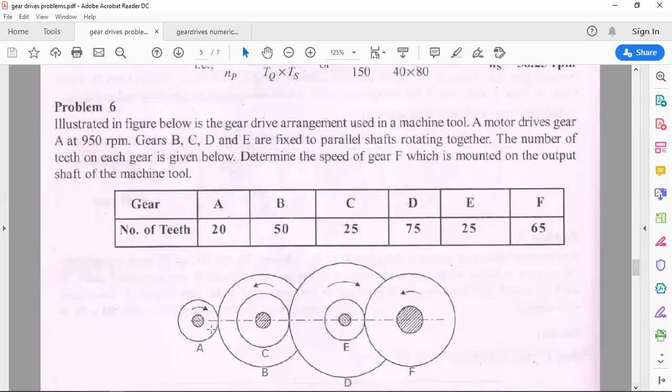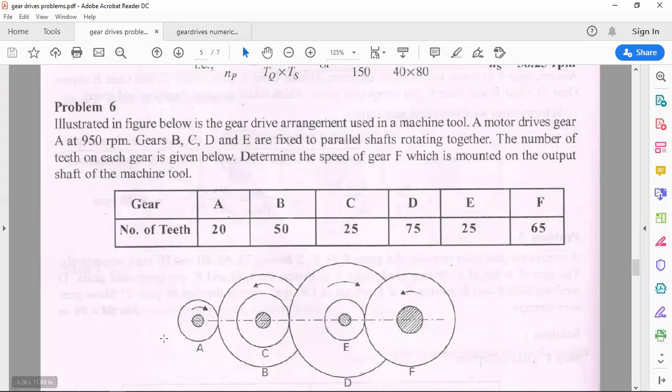If you look at this diagram, A drives B. B and C are compounded, meaning mounted on the same shaft. And C drives D, and both gears D and E are mounted on one shaft. These are called compound gears. And E drives F. So A drives B, C drives D, and E drives F.